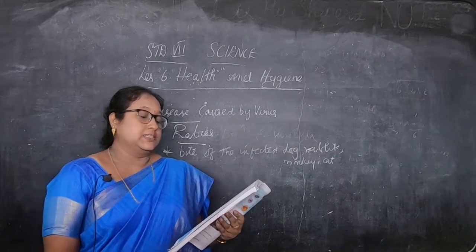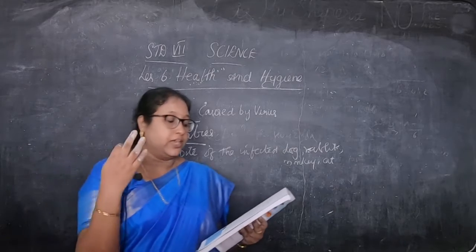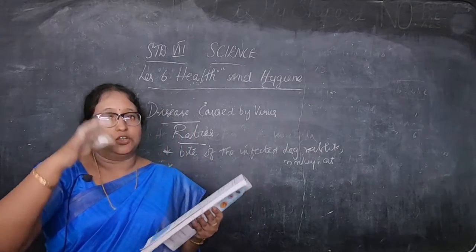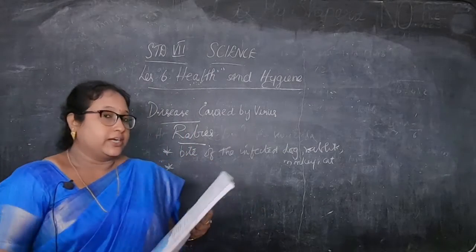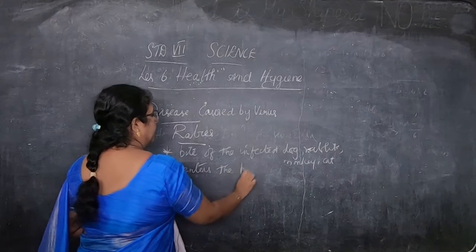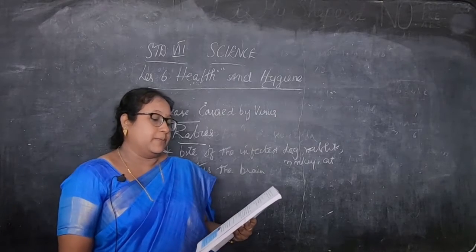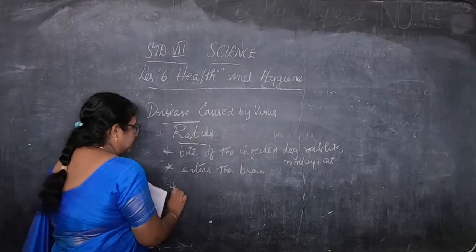The virus present in the saliva of the dog enters the brain via neurons. Okay, so what happens? When the dog bites, where does the saliva go? It enters the brain through neurons. Okay, then the symptoms of rabies are hydrophobia. What are the symptoms?